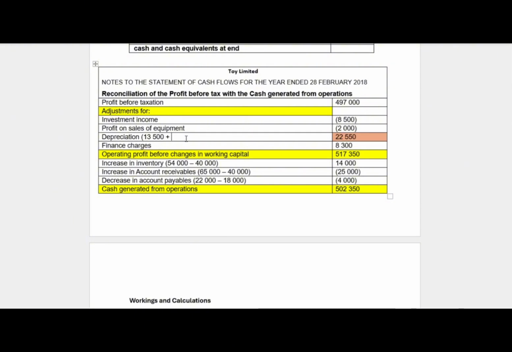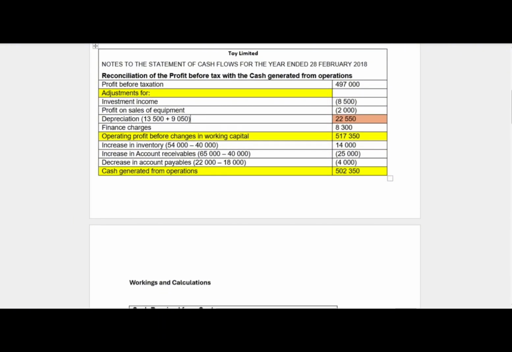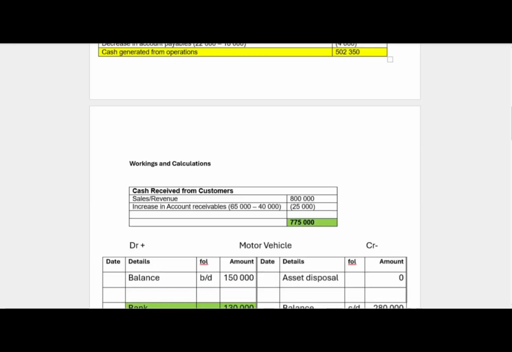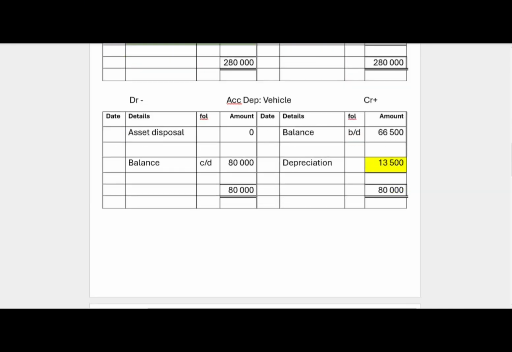So now let's see. 22,550 minus 13,500. How much is it then? I'm getting 9,050. So that is your depreciation for equipment that you needed all along, because there was no way you were going to get that one except through this way, right? So now we are done with our reconciliation of the profit before tax with the cash generated from operations. Then now we can go back to our accumulated depreciation account in equipment, and our asset disposal on that. So let's go there. You see now, so these things are easy.